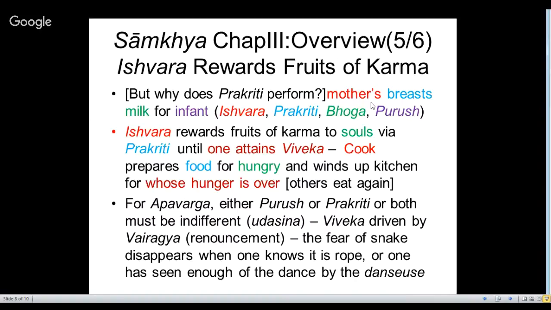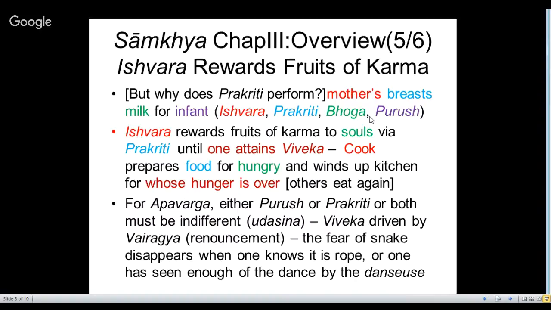So he just gives an example, like a mother's breast producing milk for an infant, or a cow's udder producing milk for its calf. Here again, Ishwar is the mother, then Prakriti is the milk, which is what is enjoyed by the child. The baby is for bhog and the infant is the Purush. So, like a woman becomes a mother, there is naturally milk there for the infant.